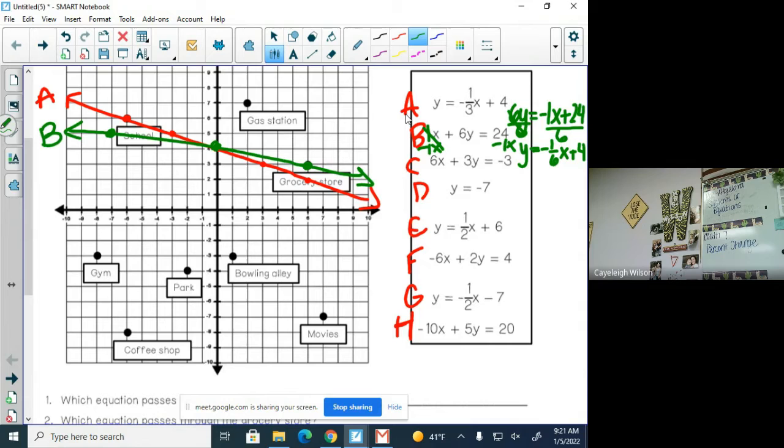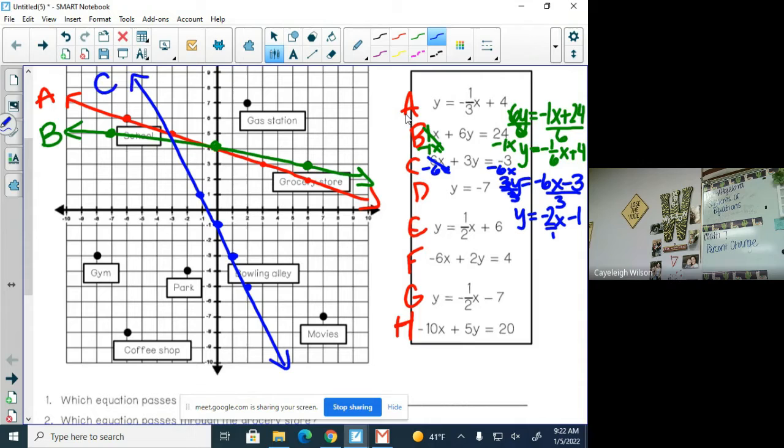Do it again. C is also not in slope-intercept form, so I'm going to solve it for y. So I'm going to subtract the 6x. So that'll be 3y equals negative 6x. That's a negative 3, so minus 3. And then I'll divide by 3. So y equals negative 6 divided by 3, that's negative 2x. Negative 3 divided by 3, that's negative 1. So my y-intercept is negative 1. My slope is negative 2 over 1. So down 2, right 1, or I could go up 2, left 1. And I'll label that one C.